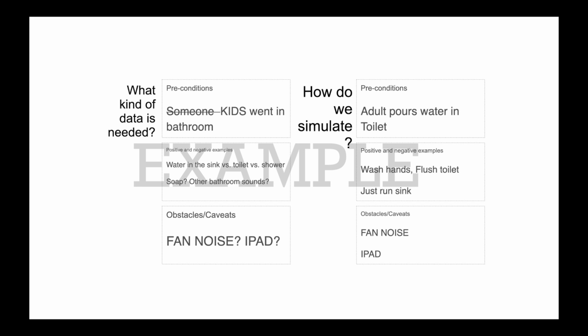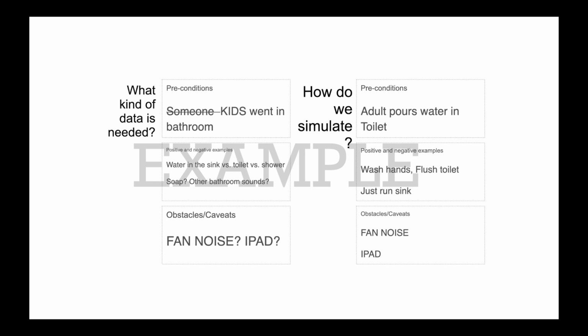And just to show what we mean by these things, here's again the example. What's the precondition? Well, they just went to the bathroom. And it's important that this is the kids. You don't need to remind the adults who go to the bathroom to also do this. So the question is, how do you actually distinguish between the two? Here we would want to understand, from the positive and the negative examples, where water is being poured. Is it in the sink? Is it in the toilet? In the shower? These are all distinguishing sounds. Is soap being used? And what other bathroom sounds are there that could negatively affect our capability to detect it?